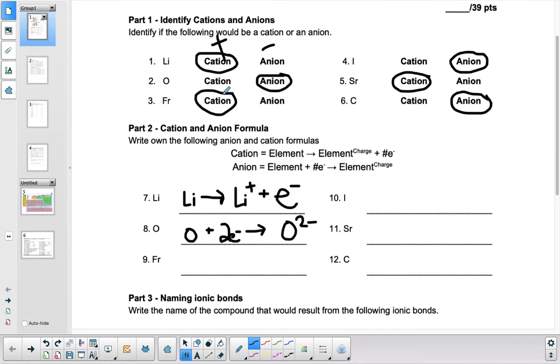Francium, we said was a cation. Francium has 1 valence electron, so we're going to start off with our francium cation equation. So we're going to end up now with francium and its electrons separated. Before it was together. Then we're separating it. We're only taking away 1 valence electron, so it's going to just have a positive 1 charge.